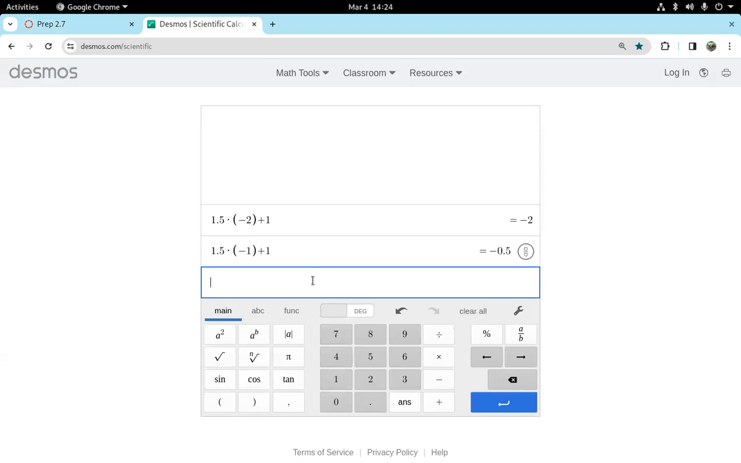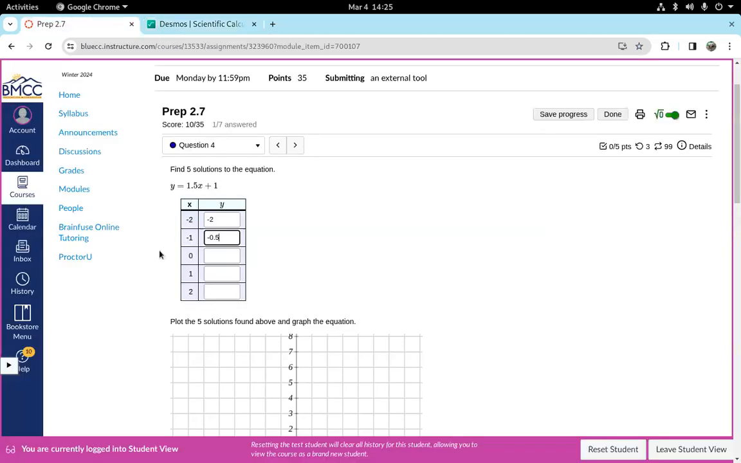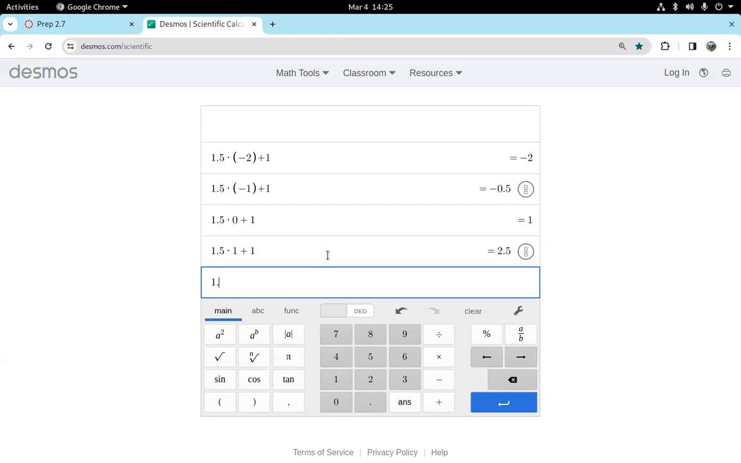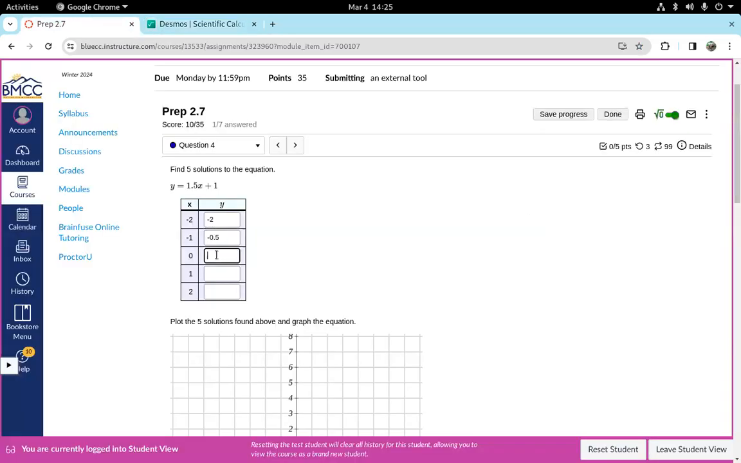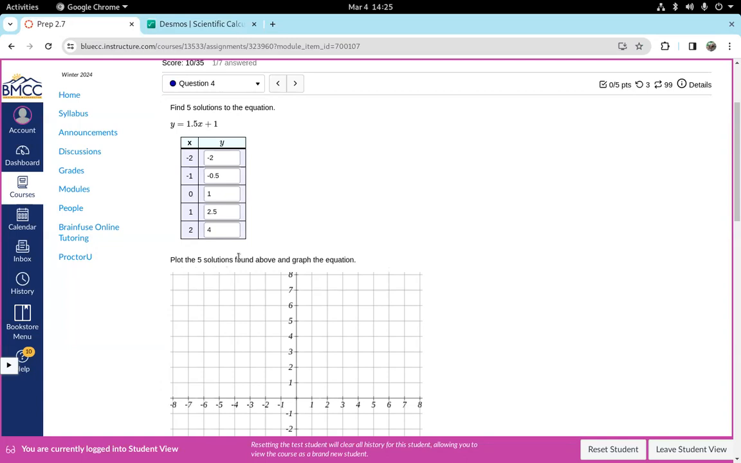Next, we do that plugging in 0. And now since 0 isn't negative, I could just type a 0. Don't have to have parentheses, but they wouldn't hurt. And then they want me to plug in a 1, so 1.5 times 1 plus 1, and then a 2. So I have y values 1, 2.5, and 4. All right, plot the 5 solutions found above and graph the equation.